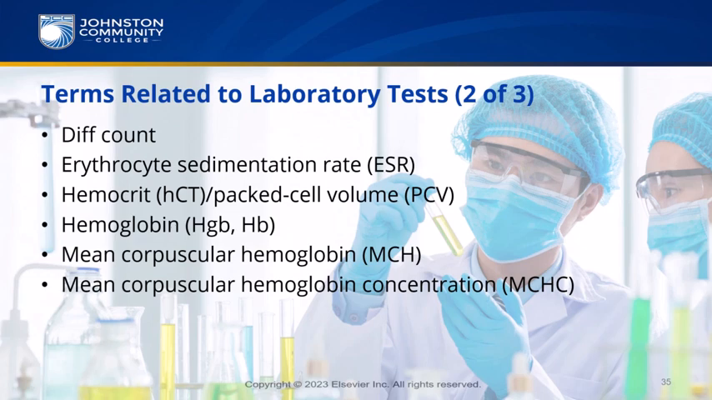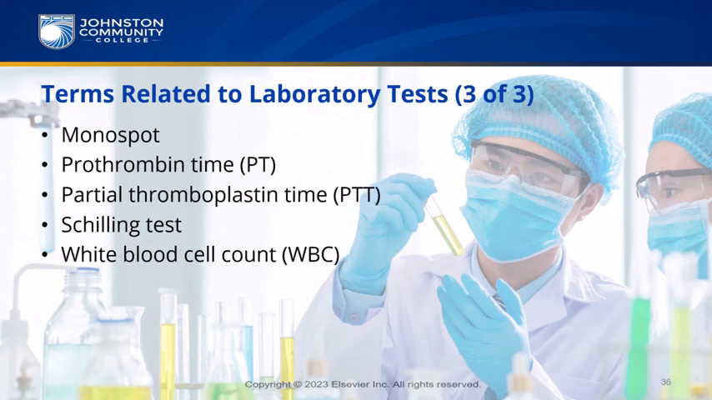A mean corpuscular hemoglobin concentration test is done to measure the concentration of hemoglobin in red blood cells. This test is useful for measuring a patient's response to treatment for anemia. A monospot test is done to detect mononucleosis.